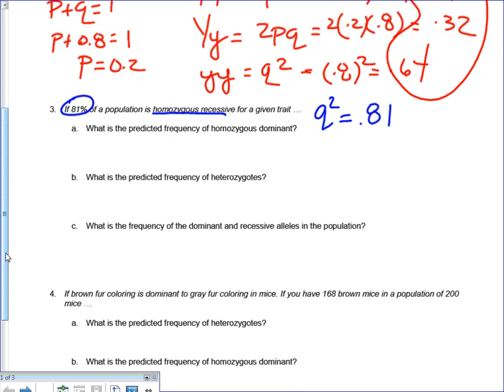So the simplest step to do is go ahead and solve for Q. Because if I can solve for Q, I can then solve for P. So in this case, if I want to solve for Q, I'm simply going to do what? Take the square root of both sides. Square root of Q squared is Q, and the square root of 0.81 is going to be 0.9. Okay? Therefore, P plus 0.9 equals 1, so therefore P must be 0.1. And if I lose you, speak up. I can go back through it or go slower.